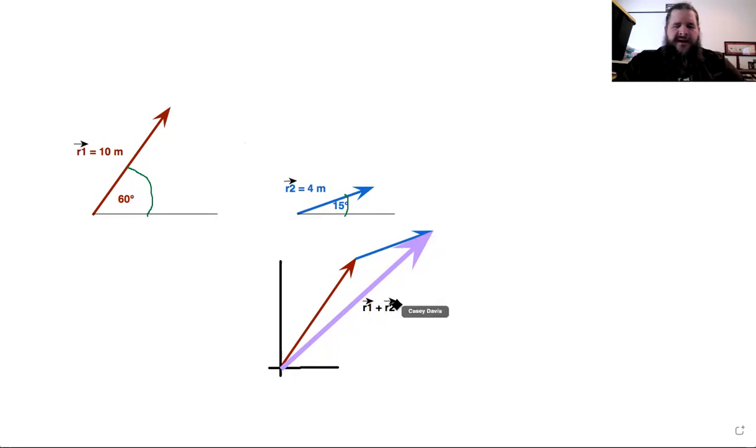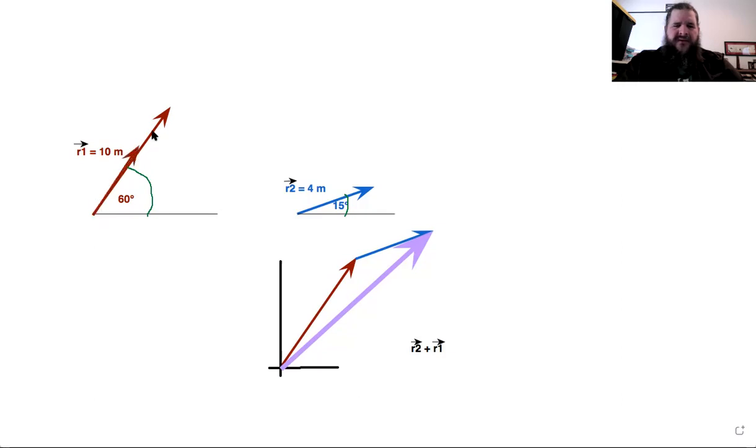By the way, what if we were adding these in the other order? What if we had R2 plus R1 instead? What would that mean differently? Or what would we be doing? It would be in a different order, but they give you the same answer.